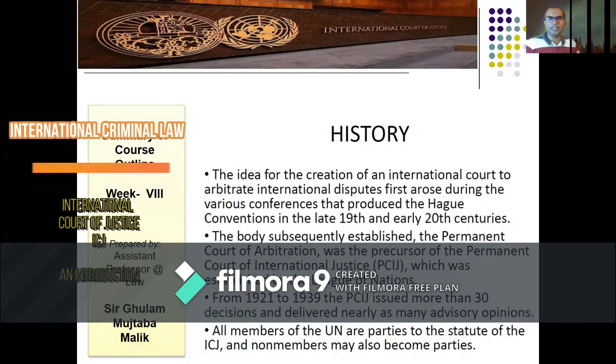The idea for the creation of an international court to arbitrate international disputes first arose during the various conferences that produced the Hague Conventions in the late 19th and early 20th centuries. The body subsequently established, the Permanent Court of Arbitration, was a precursor of the Permanent Court of International Justice (PCIJ), which was established by the League of Nations, as we have learned. From 1921 to 1939, the PCIJ issued more than 30 decisions, though some books suggest the number is 60, and delivered nearly as many advisory opinions. All members of the United Nations are parties to the statute of the ICJ, and non-members may also become parties.